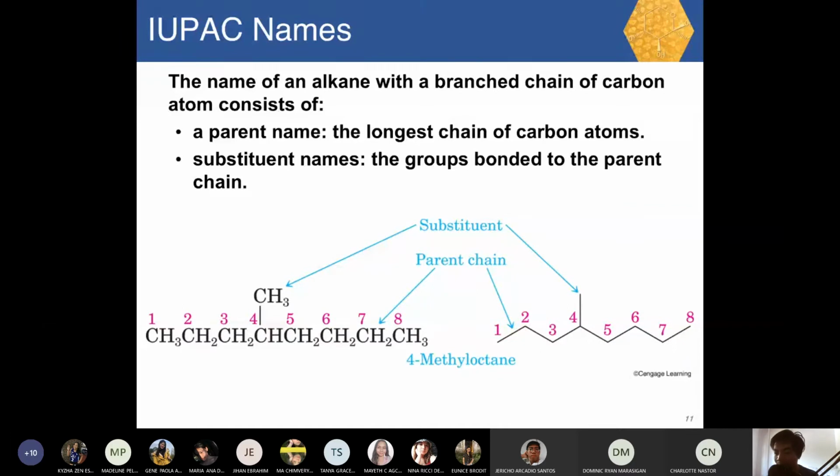Sila yung nag-a-assign ng rules sa chemistry in naming compounds, in doing analysis, etc. Parang andito yung pinaka-biblia ng chemistry, no? Isa sa mga biblia na nandun, isa sa book niyan, ay yung naming ng compounds. So, how do we name alkanes? Ganito lang daw. When naming alkanes, you have to check yung dalawang groups. You have your parent chain and your substituent.